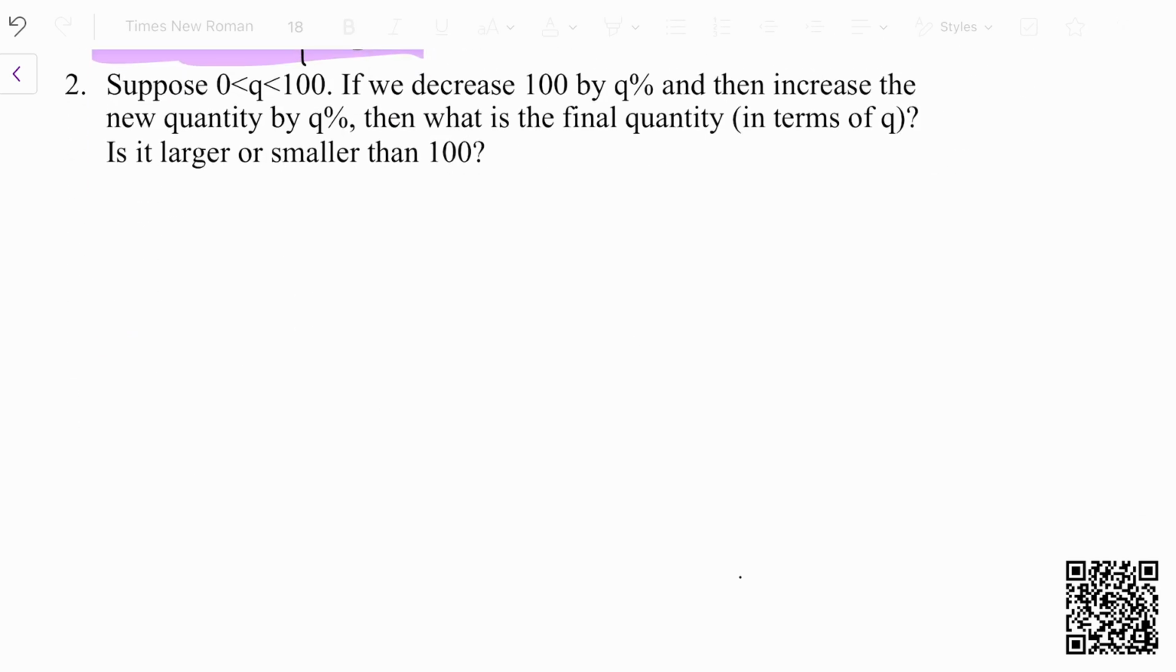Moving on to problem number 2. Suppose 0 is less than q, which is less than 100. If we decrease 100 by q% and then increase the new quantity by q%, then what is the final quantity in terms of q? Is it larger or smaller than 100?